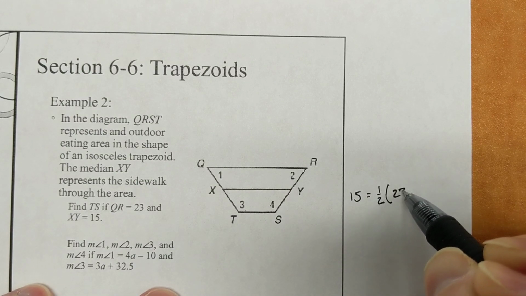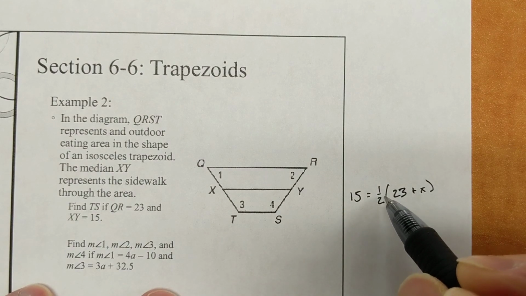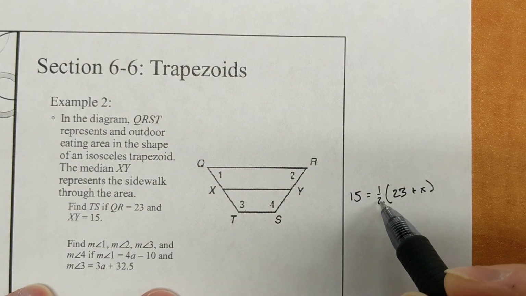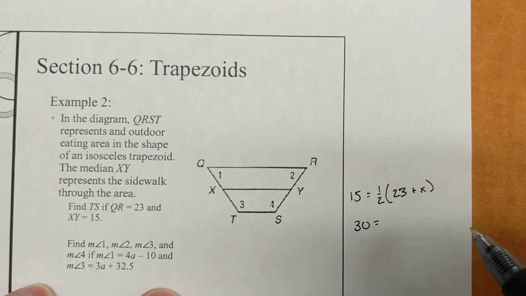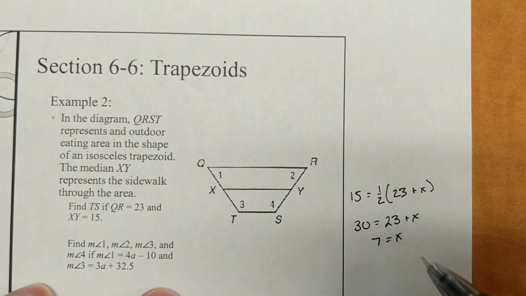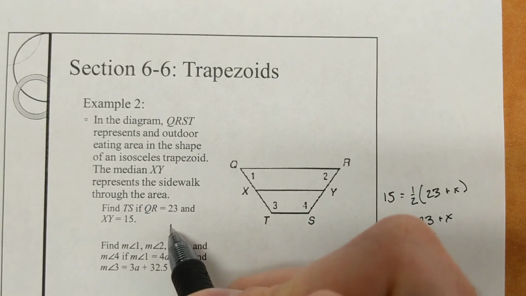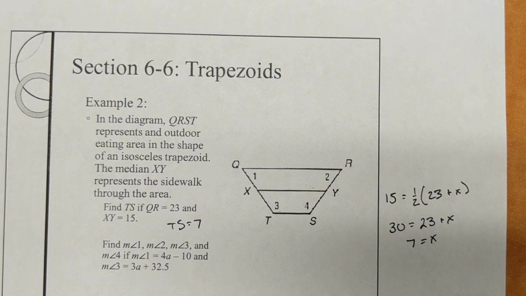So one base is 23. I don't know the other base, so it's going to look like that. Now, instead of distributing the 1/2, I can get rid of it by multiplying both sides by 2. So this becomes 30 equals 23 plus x. So x is 7. So that's what TS is. So TS equals 7, which makes sense. TS is shorter than QR.